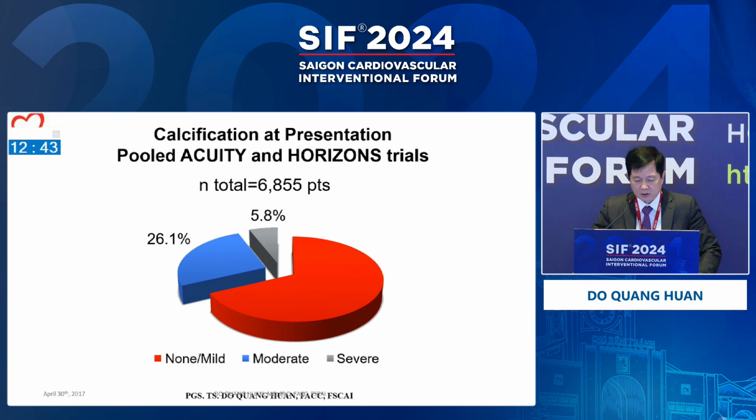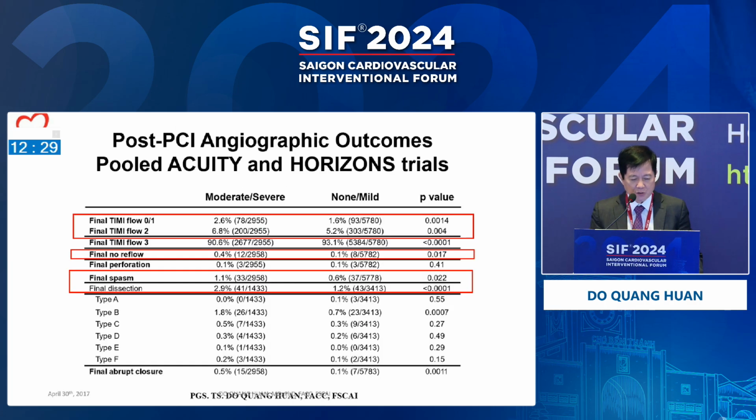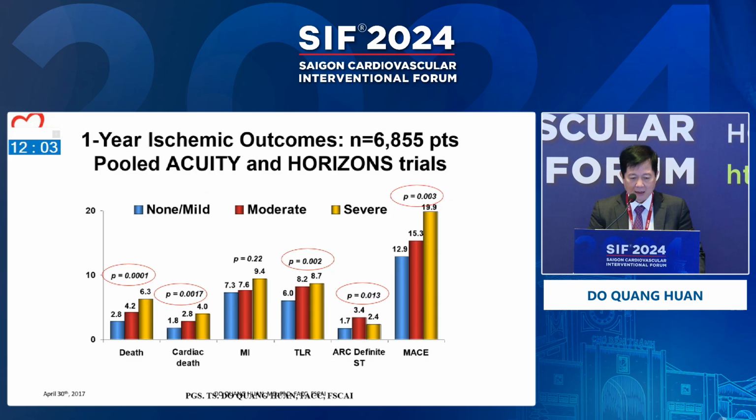And we look at the ACUITY and HORIZONS studies. One third of patients have calcified lesions, and nearly 6% of those patients have very heavy calcified lesions. And the calcified lesion impacts the result of the PCI procedure. Final TIMI flow 0 and 1 increases compared with non or mild calcified lesions. And final no flow and dissection occur more in moderate and severe calcified lesions.